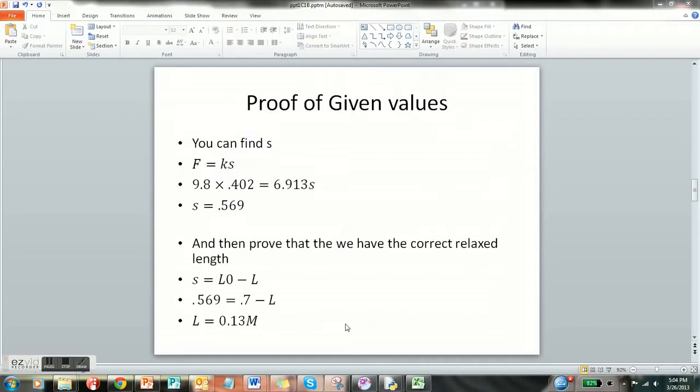So I proved that the relaxed length was in fact 0.13 using the spring force equation, F equals Ks. I knew everything except for s and found that to be 0.569, and then used s equals L naught minus L and found that L is in fact about 0.13 meters.